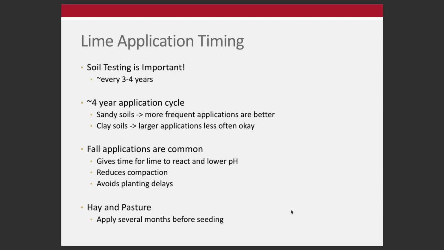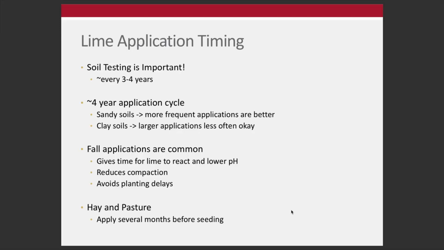So, every 3 or 4 years would be typical. Sandy soils, i.e. soils that are less buffered, more frequent applications are better. For clay soils, larger applications, less often is fine. So, even a 5 or 6 year time frame, depending on the soils and the rate of change, et cetera, would be fine. But a lot of people, their cycle might be every 3 or 4 years they do a lime application.